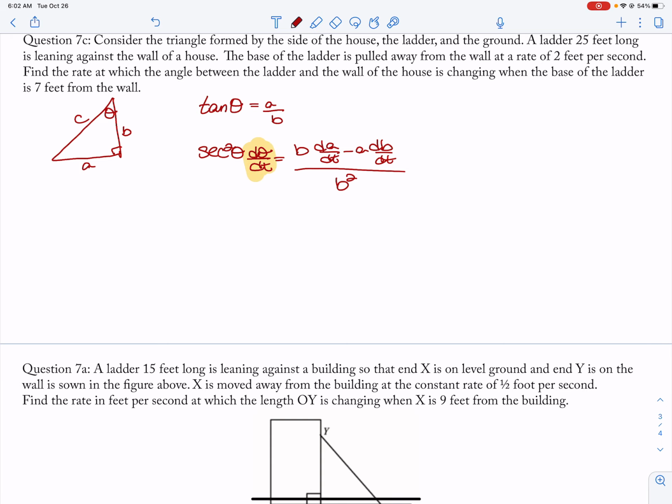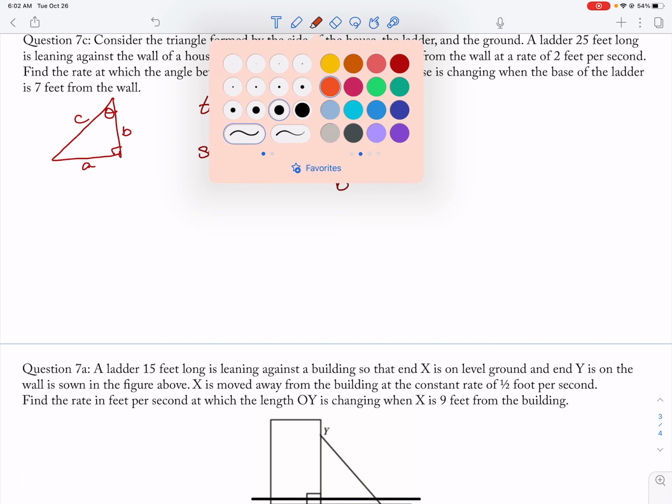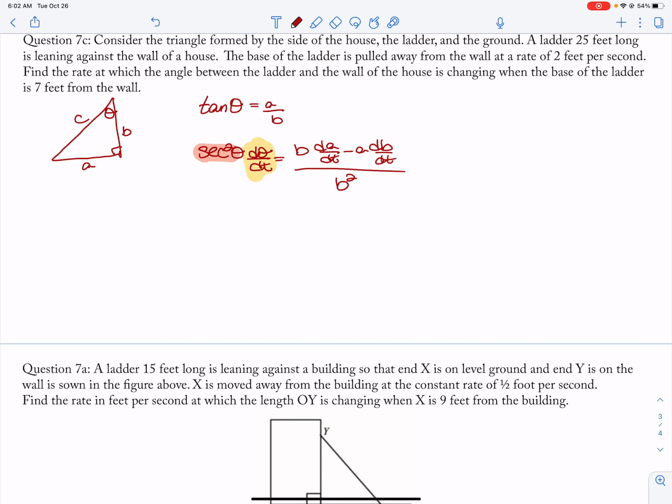So you're going to be like, oh no, what am I going to do about this guy? My secant squared of theta. Remember, this was 7, this was 24, and this was 25. If I wanted to find secant of theta, it is hypotenuse over adjacent, so that is 25 over 24. So when I want secant squared of theta, that's going to be 25 over 24, the quantity squared. So now you can take this and plug it in there, and then plug in everything else, and you should be okay.